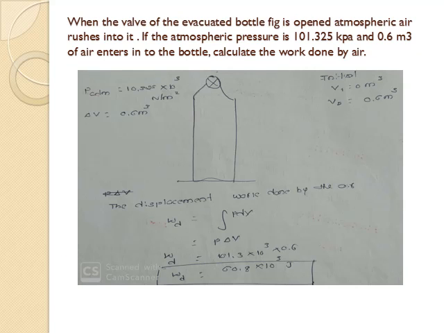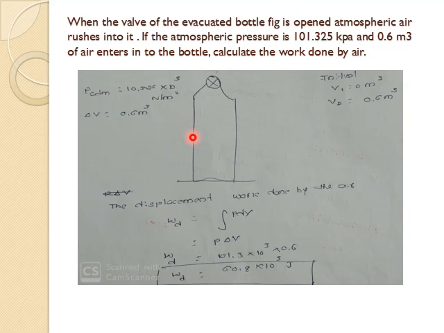Now let us go to the next problem. Let's read out the question first. When the valve of the evacuated bottle, which is shown in the figure, is opened to atmosphere, air rushes into it. If the atmospheric pressure is 101.325 kilopascal and 0.6 meter cube of air enters into the bottle, calculate the work done by air. Here a bottle is given.